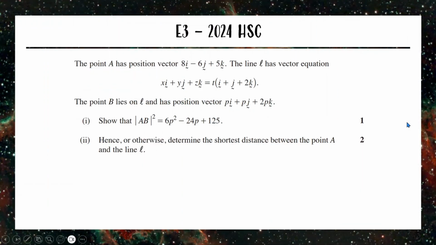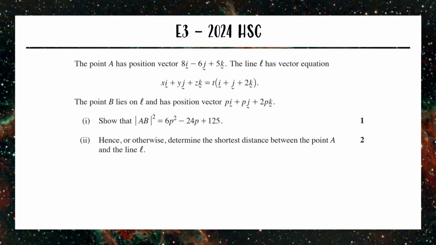Okay, up next, we have a 2024 question at the E3 level. We have a point A with a position vector of (8, -6, 5). And we have a line L that has this equation given by this. Okay, so we have point B lies on line L and has position vector (p, p, 2p). Show that the magnitude of AB squared is equal to 6p squared minus 24p plus 125.